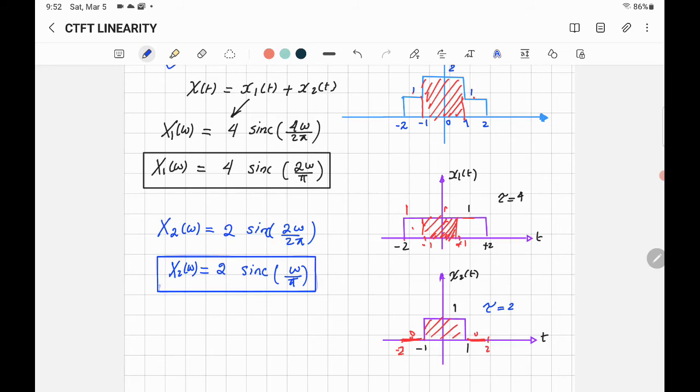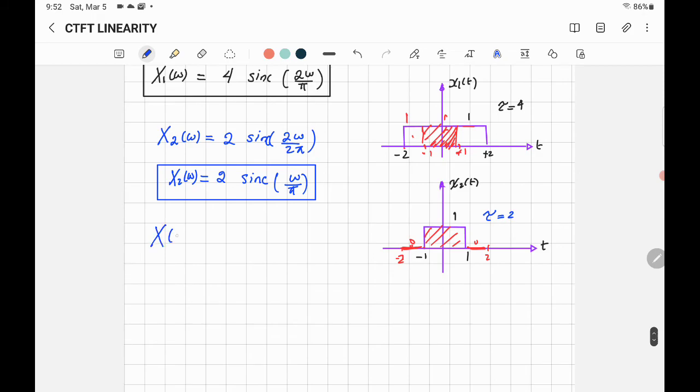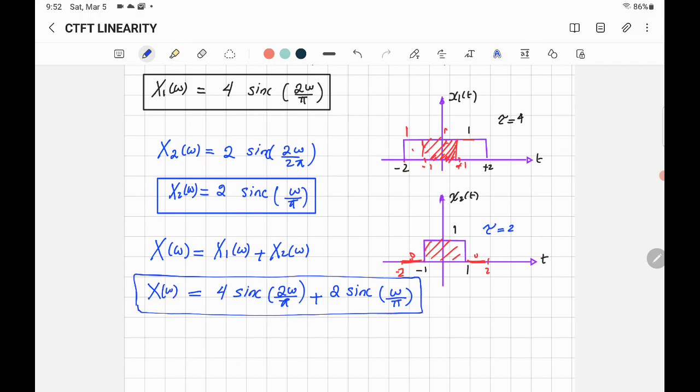And since x of t, as we just proved, equals x1 plus x2, x of omega will be equal to x1 of omega plus x2 of omega. Then you add them. That's x of omega is equal to 4 sinc of 2 omega over pi plus 2 sinc of omega over pi. And that will be the final answer. So it's really very useful using linearity, and we'll see more examples in next videos.